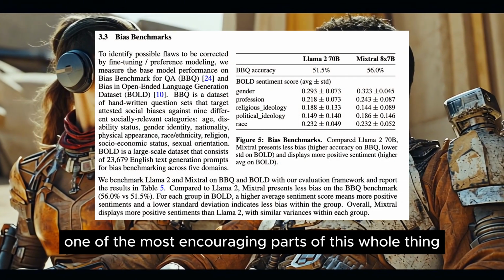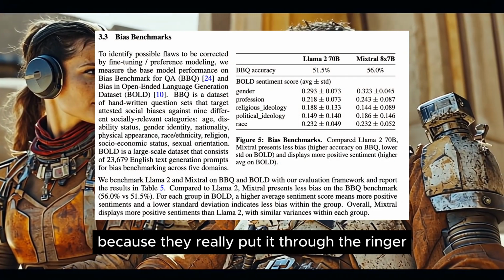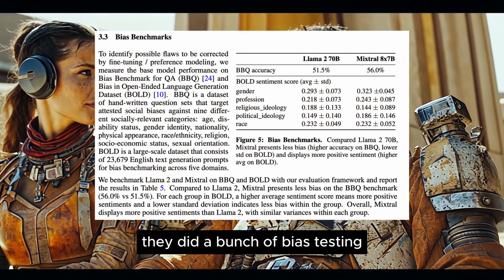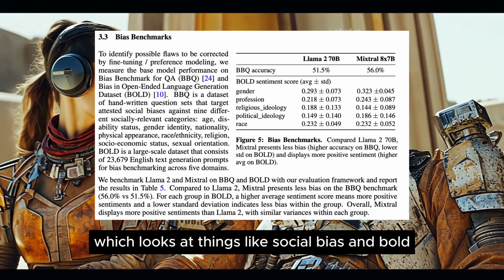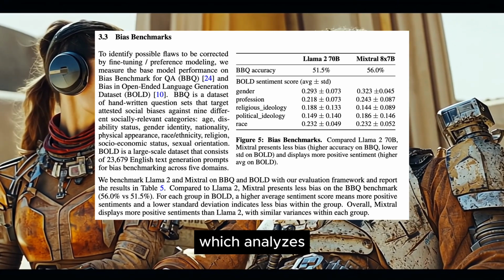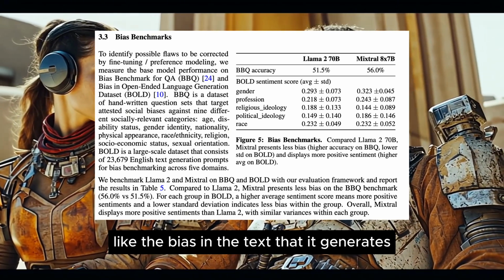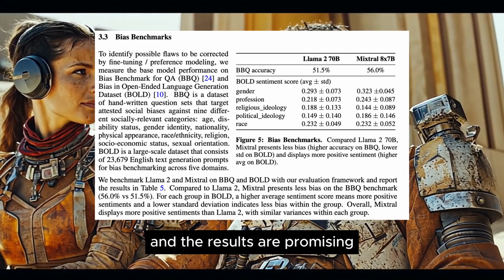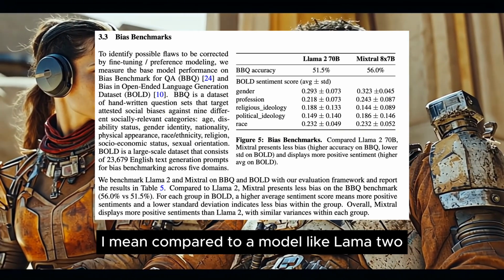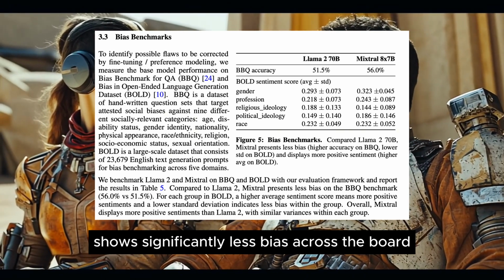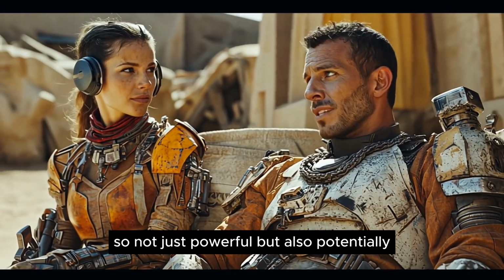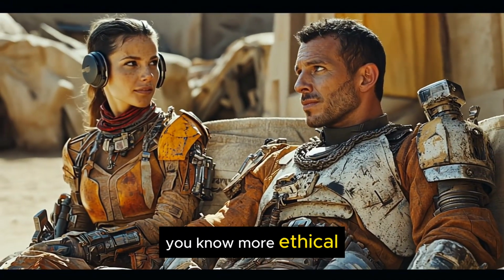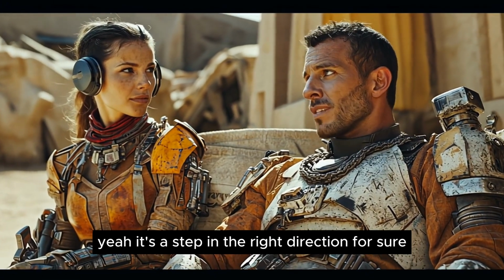Well, that's actually one of the most encouraging parts of this whole thing, because they really put it through the ringer. They did a bunch of bias testing. They used tests like BBQ, which looks at things like social bias, and BOLD, which analyzes the bias in the text that it generates. And the results are promising. Compared to a model like Llama 2, Mixtral shows significantly less bias across the board. So not just powerful, but also potentially more ethical. Yeah, it's a step in the right direction for sure.